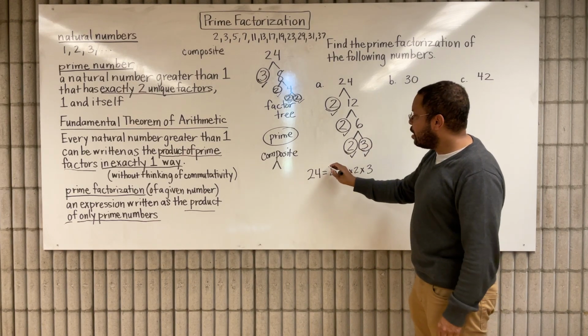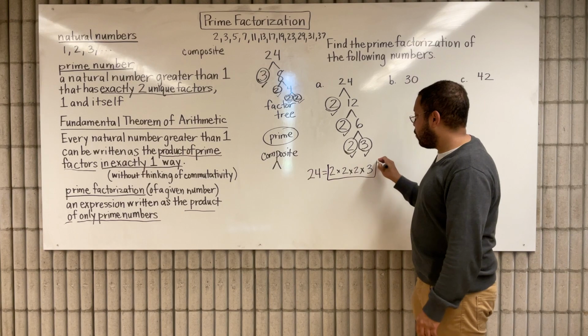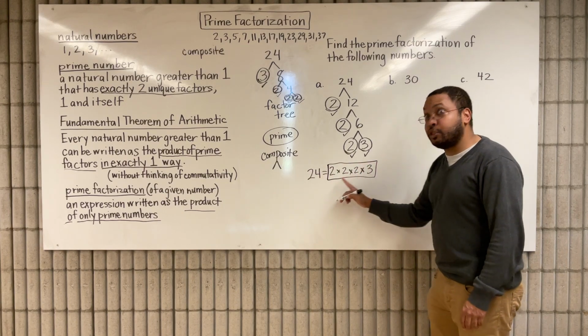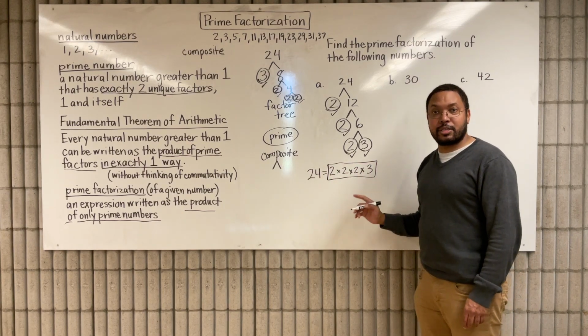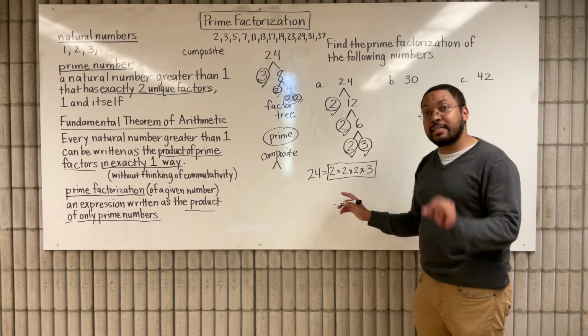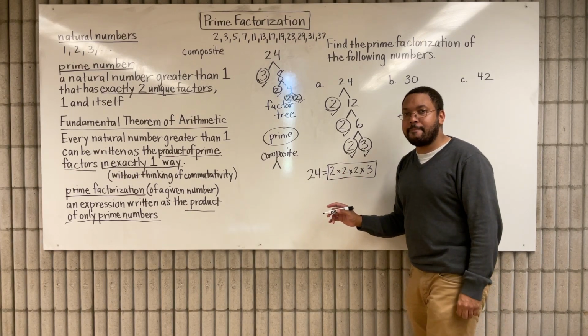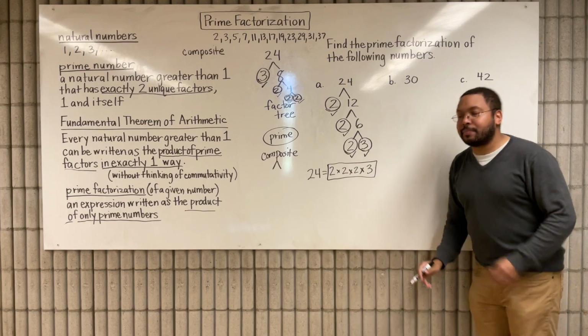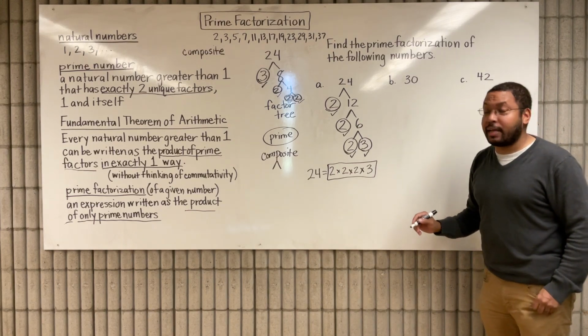Okay? So that's the prime factorization for 24. All right? The product of just prime numbers. You can't have a composite number in there, otherwise it's not the prime factorization. Okay? Let's move on to 30. Okay? Let's prime factor out 30.